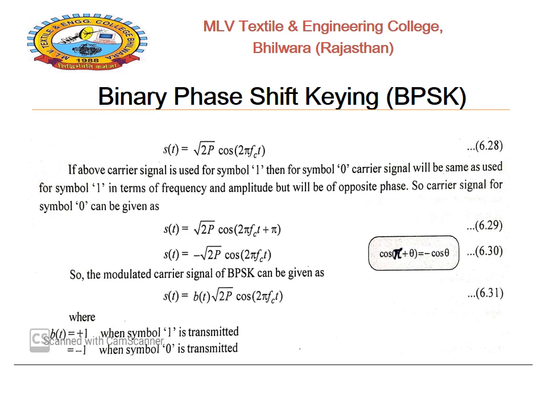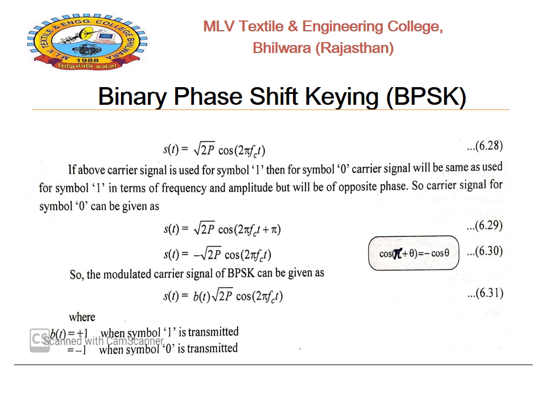Next is the expression-wise analysis of BPSK. Here the first equation, 6.28, represents the carrier signal for symbol or bit 1. If this carrier signal is used for symbol 1, then for symbol 0 the carrier signal will be the same in terms of frequency and amplitude, but of opposite phase. Here the phase is considered 180 degrees or pi radians.